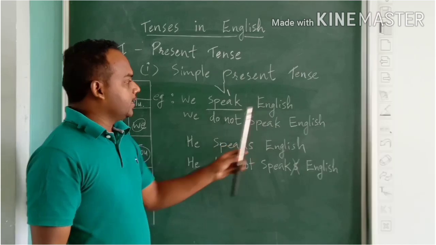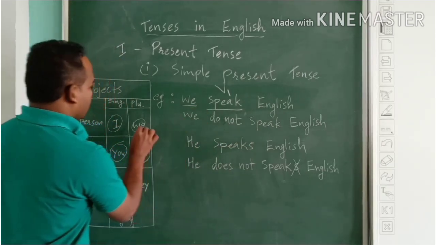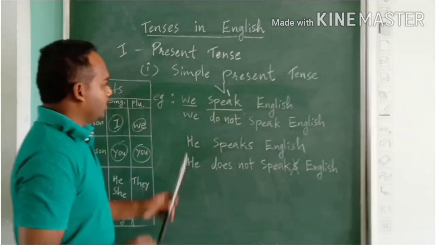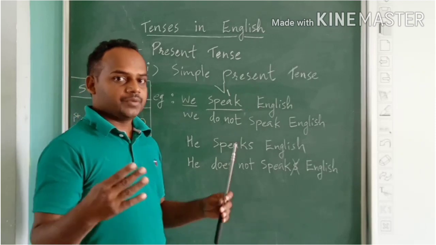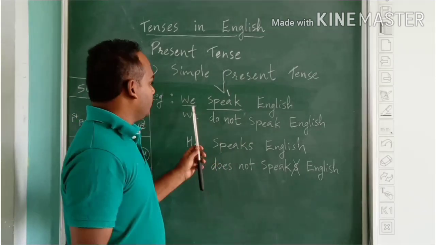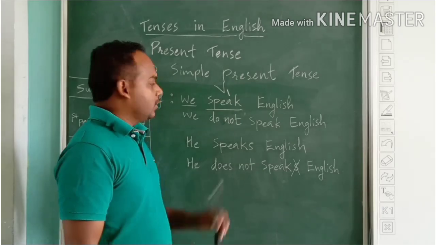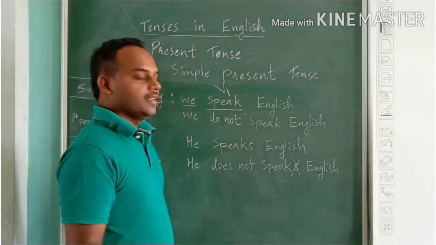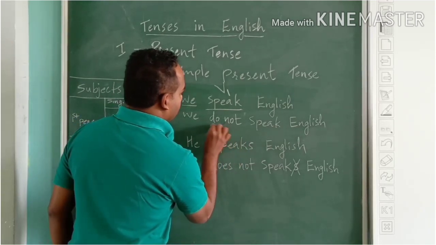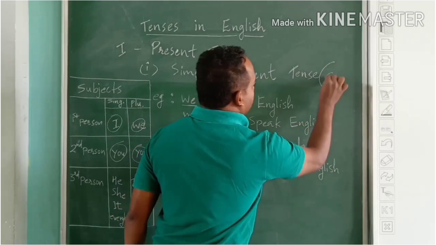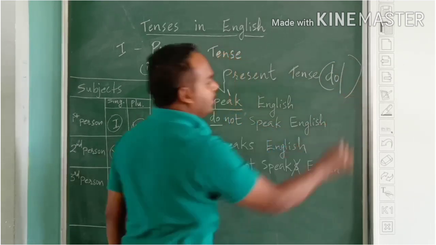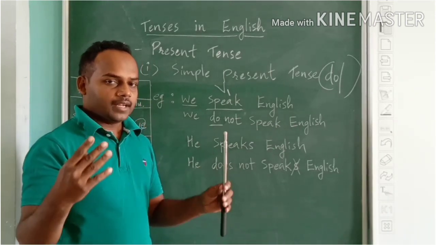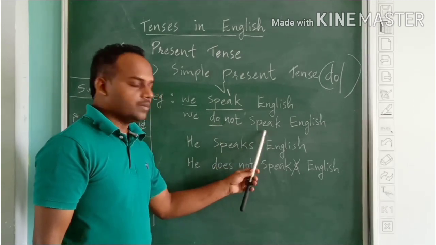You see, we speak English. We here shows the plural number subject, the first person. We speak English. And when we make it a negative sentence, we can't say, we not speak English. It is wrong. We have to say that we do not speak English. That means the helping verb of the simple present tense is do. Do is the helping verb of the simple present tense. When we make a negative sentence, we have to use the helping verb with the main verb.